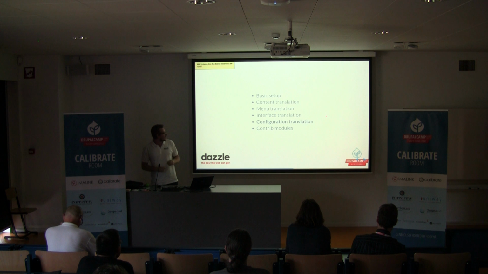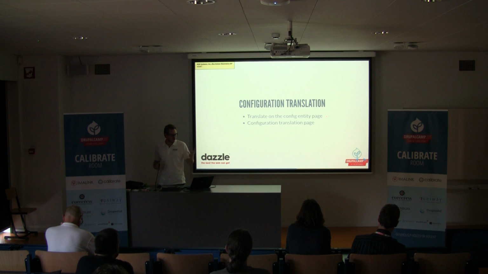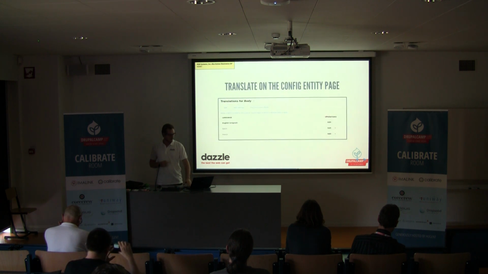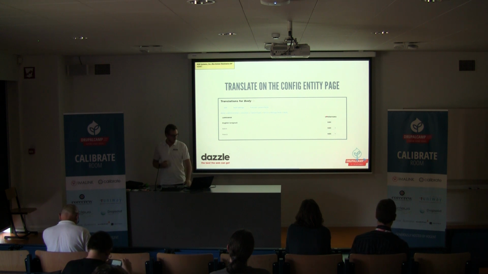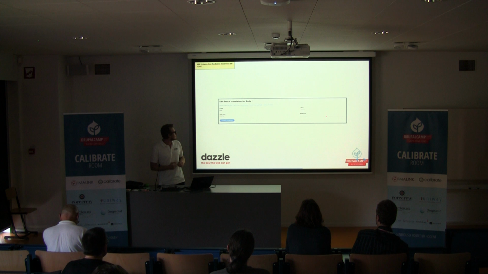Now let's talk about configuration translation. We also have two possibilities to translate configuration. One is on the config entity page, and the other one is on the configuration translation page. So this is an example of the content entity translations, where we want to translate our label for the body fields. So here we just create a translation for the Dutch label.